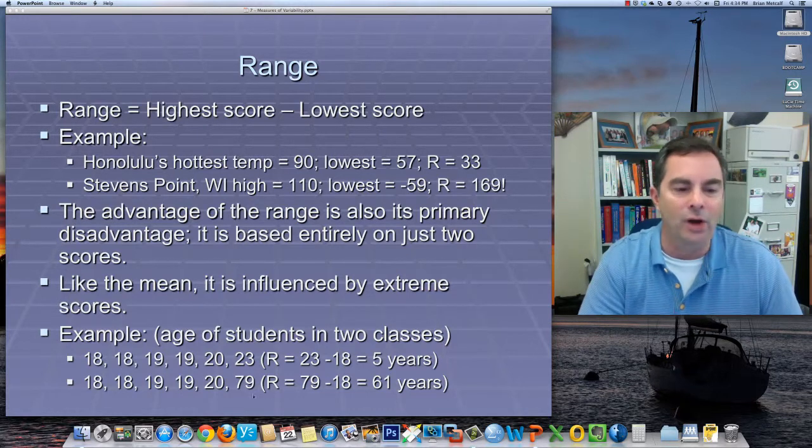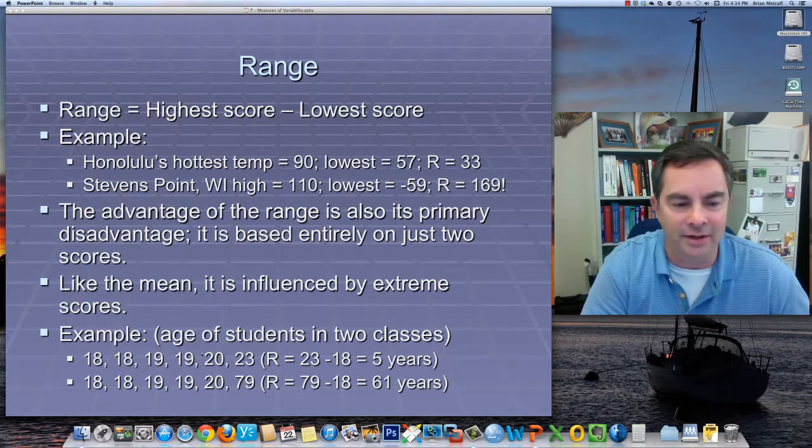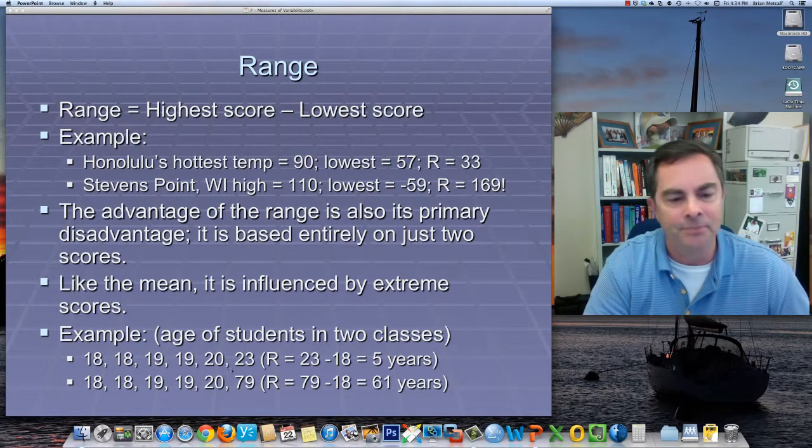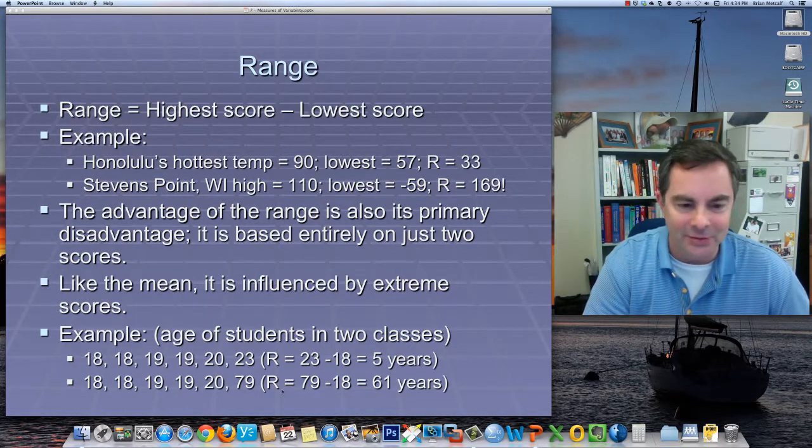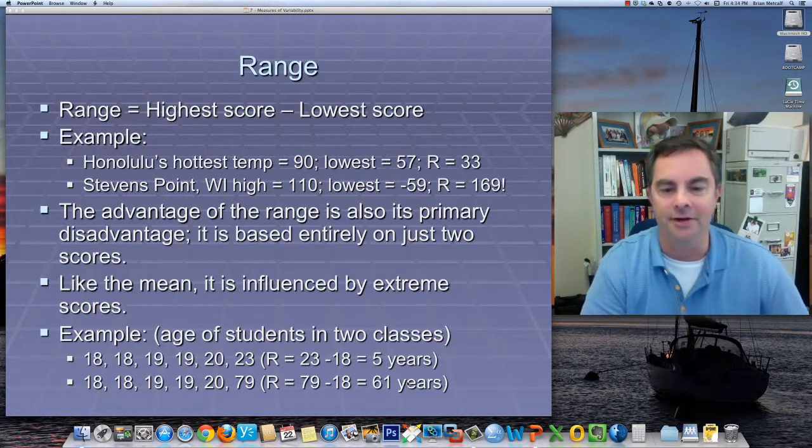Okay, take another quick look. If I took a sample of students, these are their ages in one class. So my highest age in this class is 23, and the lowest age is 18. I would have a range of just 5 years. One particular semester I had a 79-year-old woman taking the class. And now the range was from 79 to 18, a range of 61 years, okay?